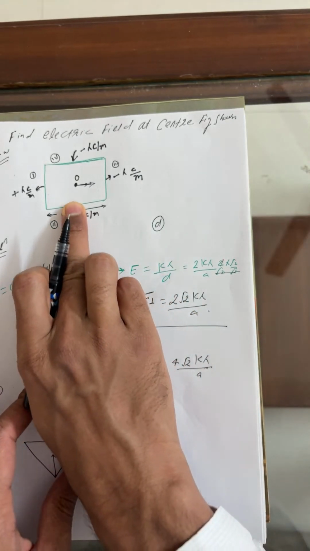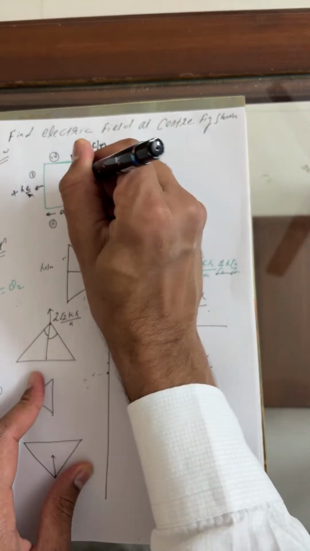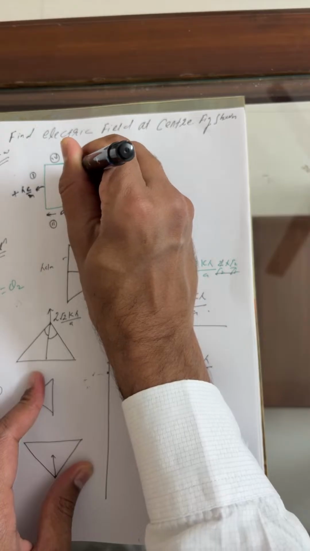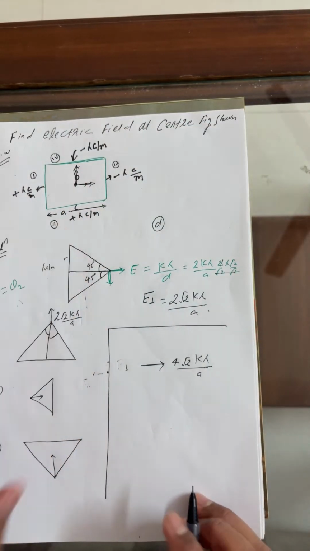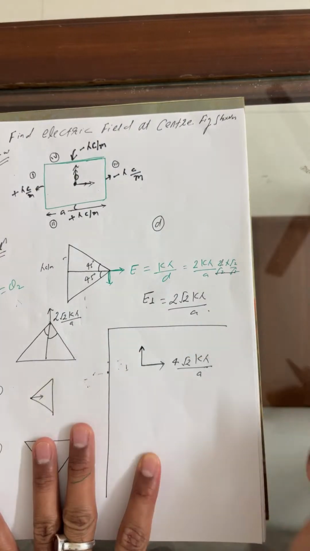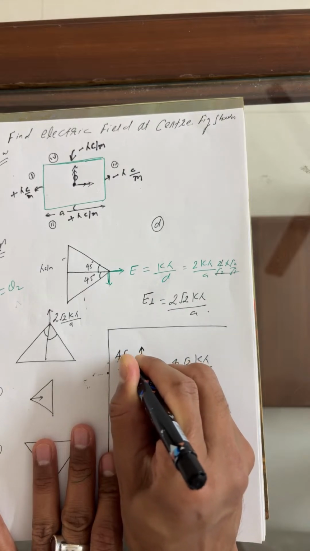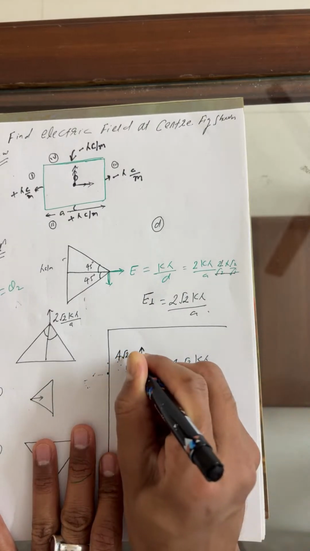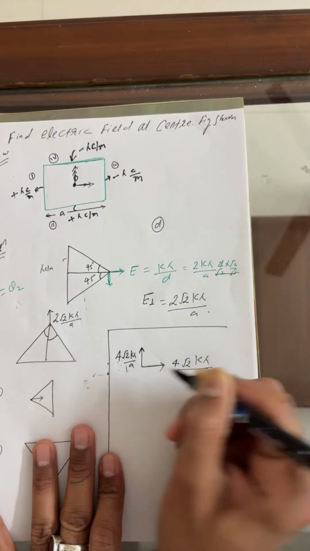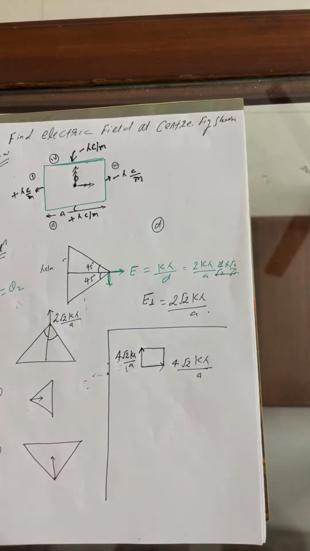For positive, this is the direction of the beta electric field. Beta is negative here, so again both will add normally. So this is beta. What you can write is 4 root 2 k lambda upon a. 4 root 2, what you can say, k lambda by a.